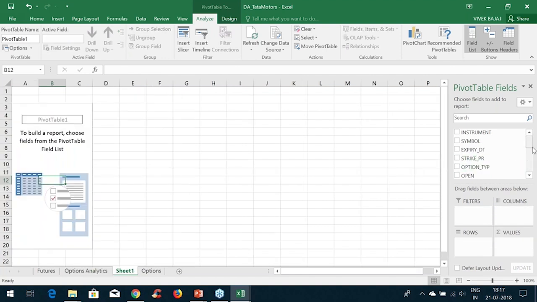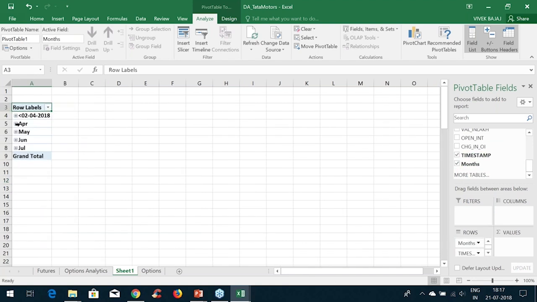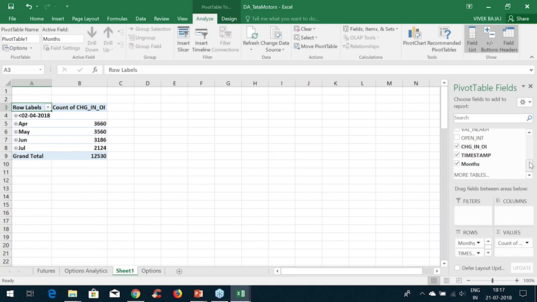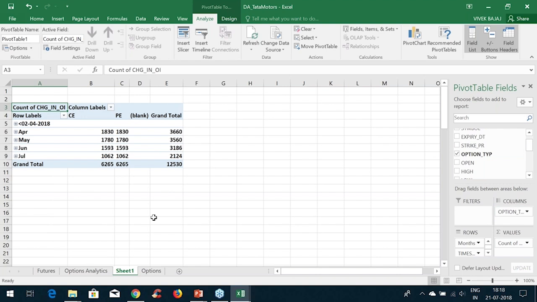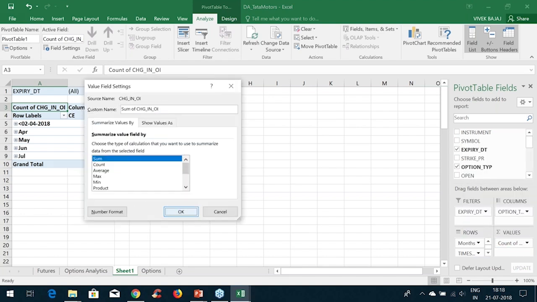So I want to see on a date wise. Date wise means I want to see the time stamp. So I want date wise change in open interest. So change in open interest of options type, ये मैं column में डाल देता हूँ. Okay, and I want to keep expiry as my filter. This is count. Actually, this will not be count. Once I select this value field setting, this should be sum.